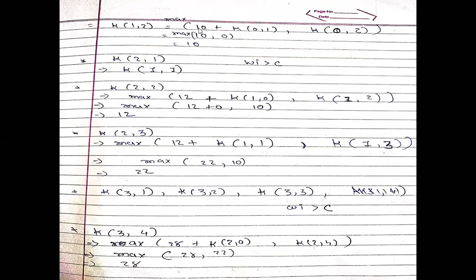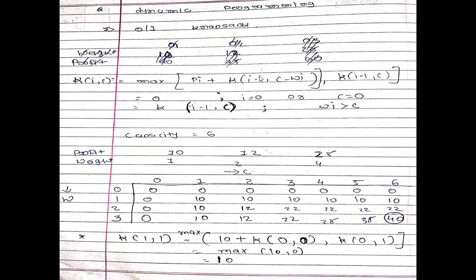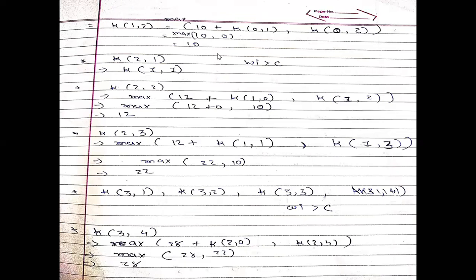So here the profit of I, that is 10, plus K of I minus 1, that is 1 minus 1, 0. Then C minus weight of I. What do you put here? C minus weight of I. So remember this. What is your C here? It is 2. Every time don't consider 6. Here C is 2, and 2 minus weight of I. Weight of I was 1. So 2 minus 1, so we will put here 1.